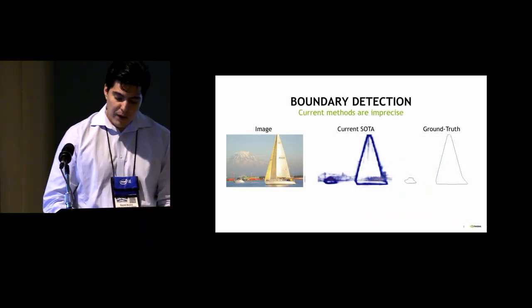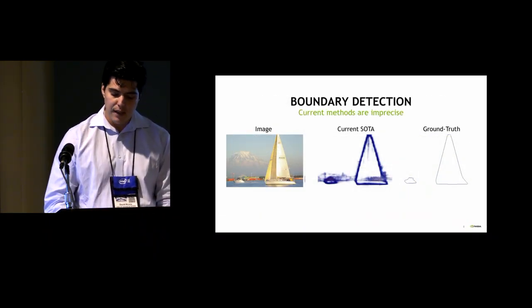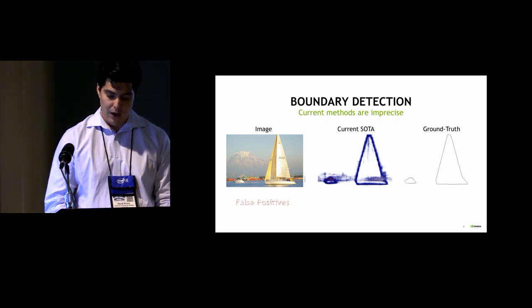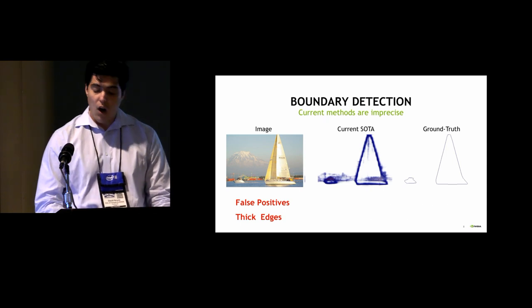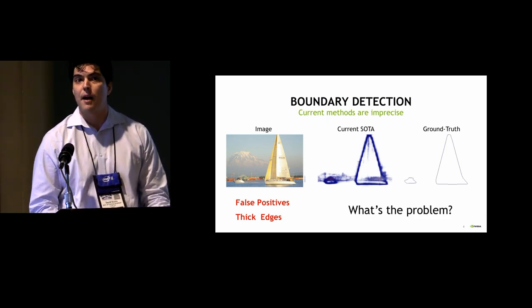However, current methods have several problems. In this example, we can see many false positives. We can also see that the predicted boundaries are quite thick. So how can we make this detector sharper and more precise?